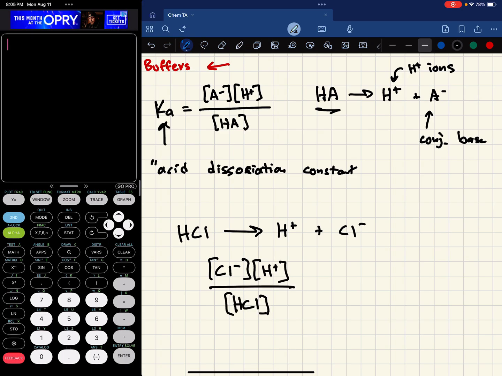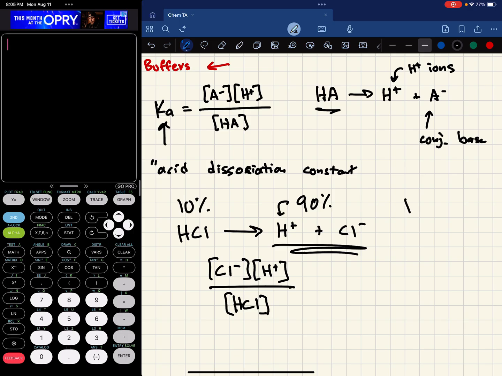Okay, so if you remember equilibrium expressions, this is exactly what this is. It's just the equilibrium expression for an acid dissociation. If there's more products than reactants, if this dissociates a lot more, let's say there's like 90% products, that means there's a ton of H plus ions. It's going to make the solution very, very acidic.